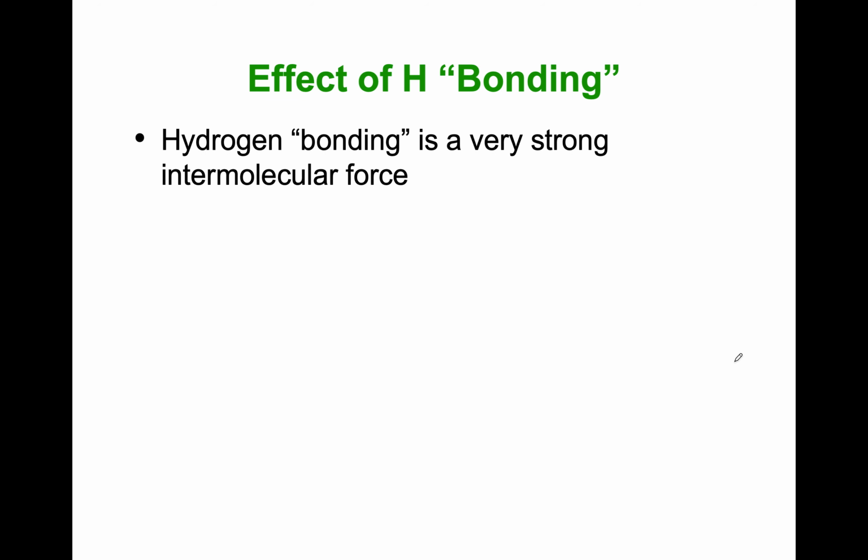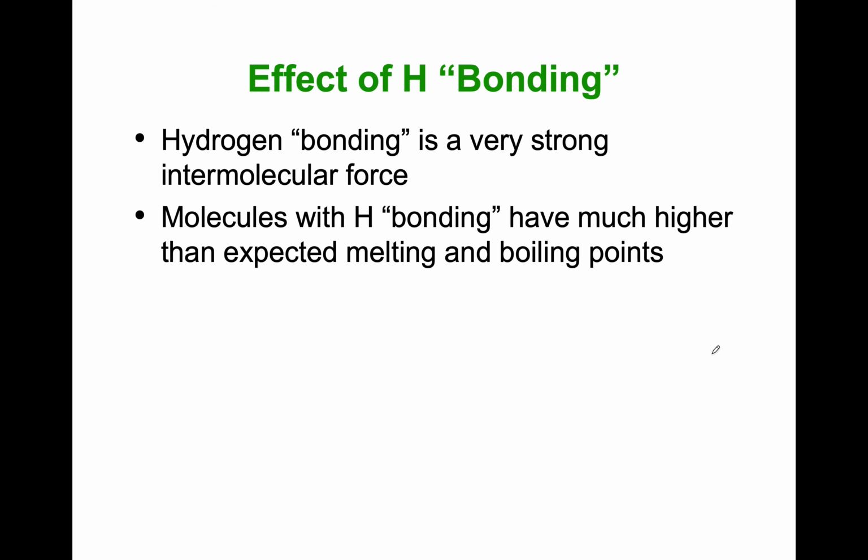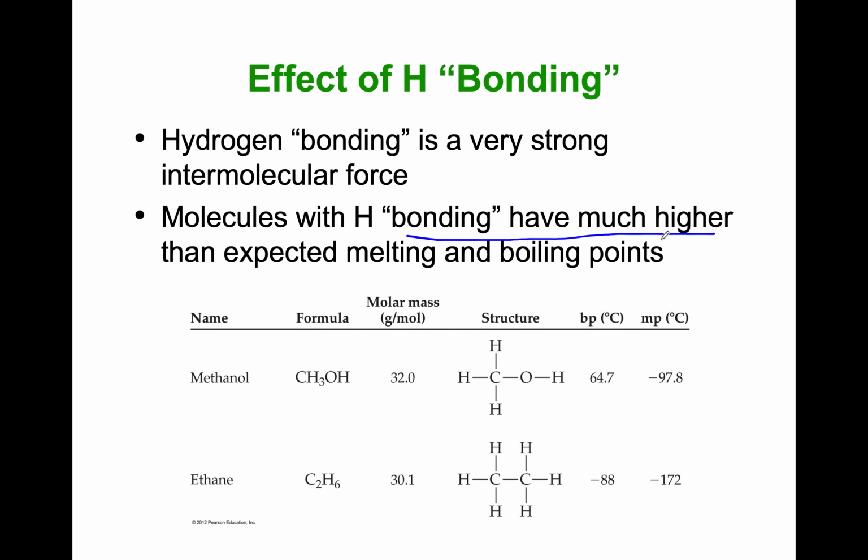So let's take a look at that. This strong intermolecular force, it has water with a much higher boiling point than expected. So water is significantly higher than it should be for such a small molecule. And that's the same with this here. You can see again, 30.1, 32, so very similar masses, but methanol has hydrogen bonding and has a boiling point of 64.7 versus ethane with a minus 88. So very different because of hydrogen bonding.